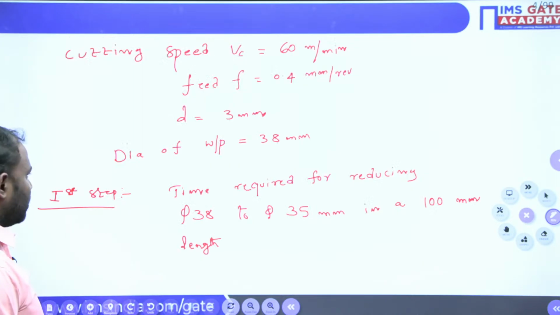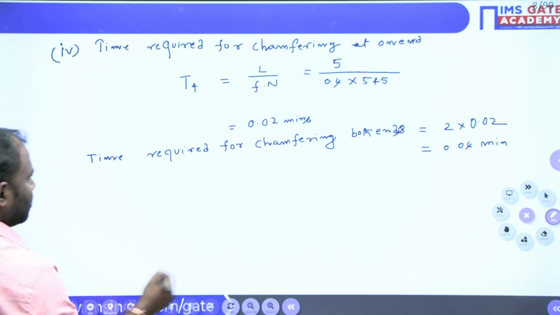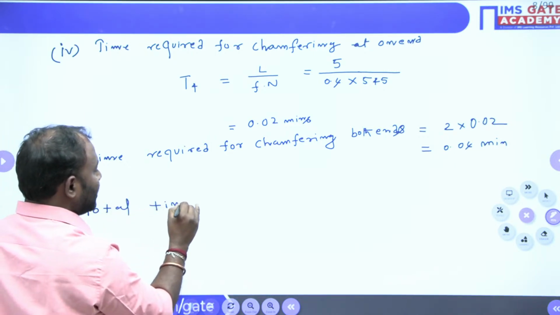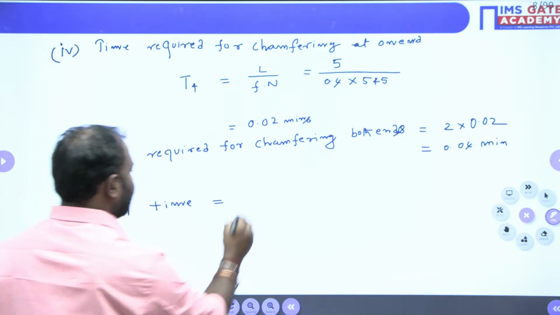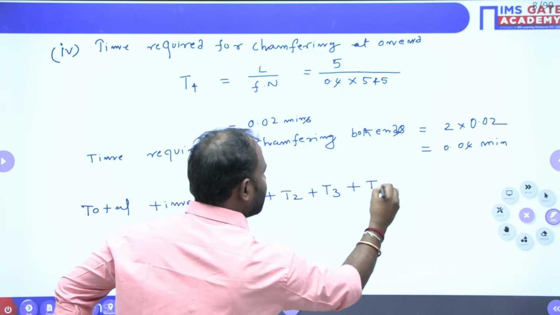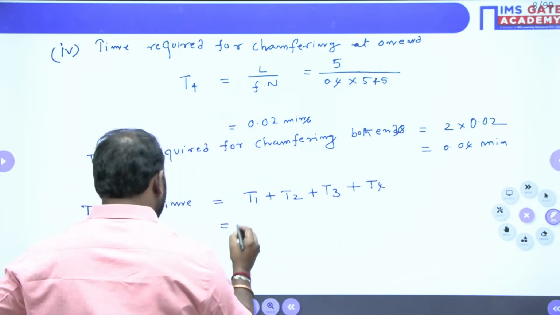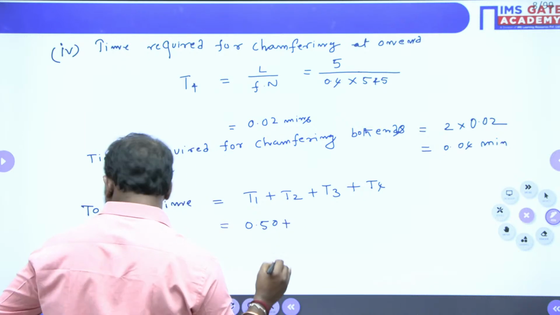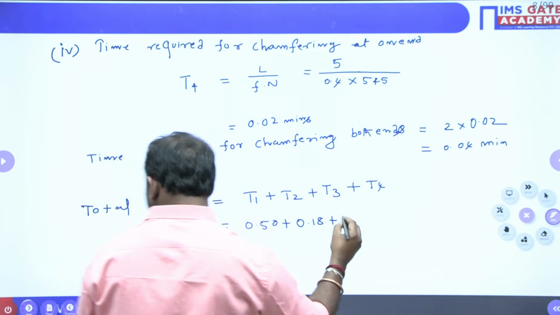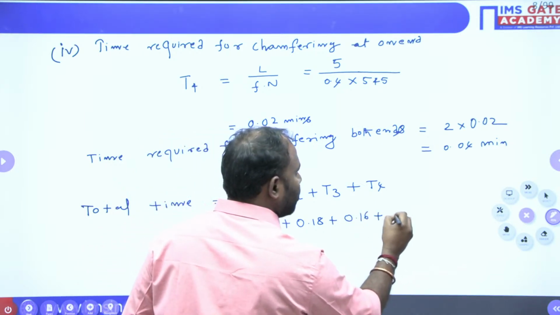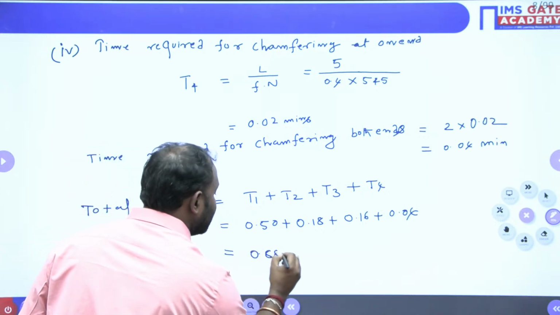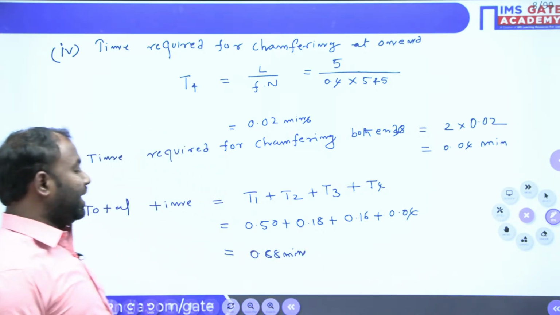Right. Time required for machining, total time, is going to be T1 plus T2 plus T3 plus T4, right? Now T1 is 0.50 minutes, plus T2 is 0.18, and T3 is 0.16, plus T4 equals 0.04. If we add all these, you are going to get 0.88 minutes.